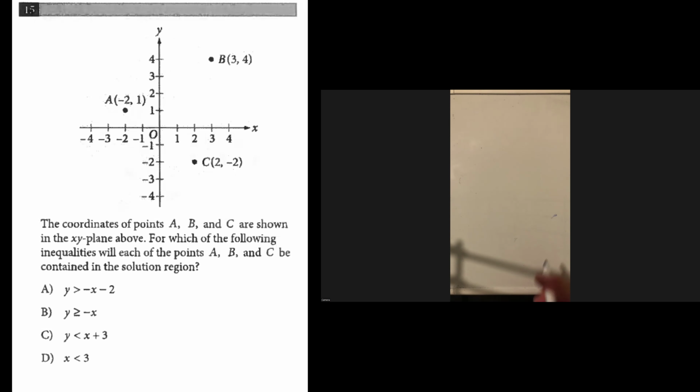Okay, so for question 15, we just have to test all these different equations and see if they include all the points. And so let's start with answer choice A. So for this one, I'll just graph these. So add graphs, and then graph y is greater than negative x minus 2. Okay, and that gives us this graph, which is everything you see that's blue.